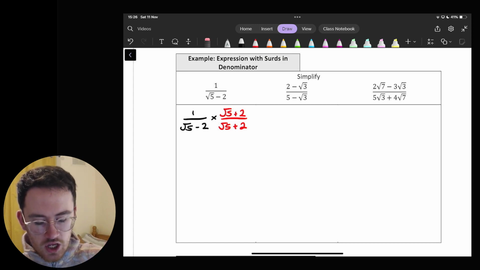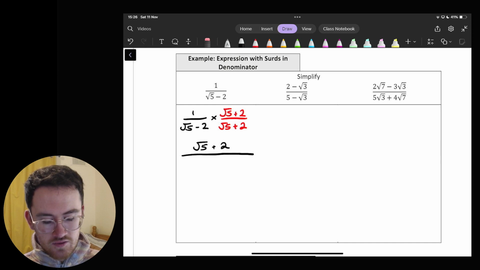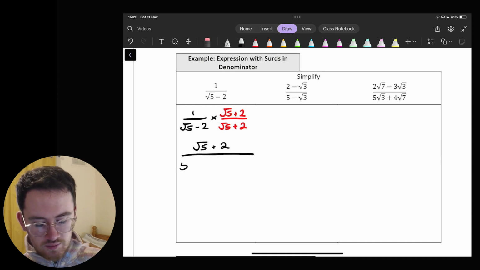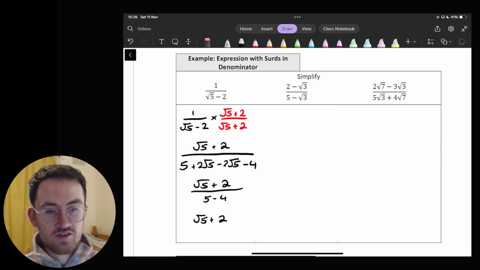So multiplying the top part just gives me root 5 plus 2. Fairly straightforward. For multiplying the bottom part, we just have to be careful. The root 5 by root 5 will give me 5. Root 5 by plus 2 gives me 2 root 5. By the minus 2 gives me minus 2 root 5, and I get minus 4 at the end. So I get root 5 plus 2 all over 5 minus 4, which of course is just 1. So I get root 5 plus 2.